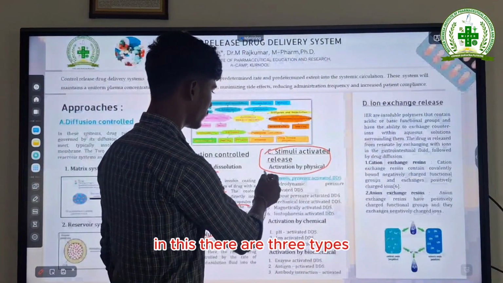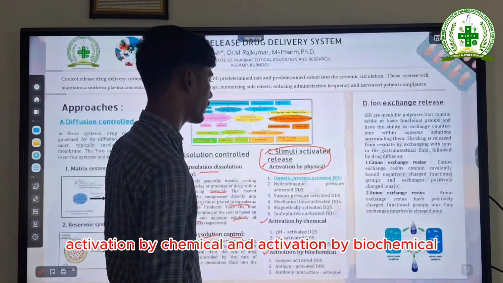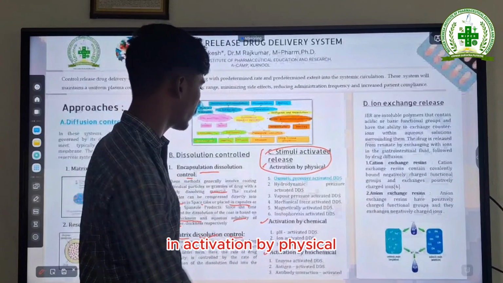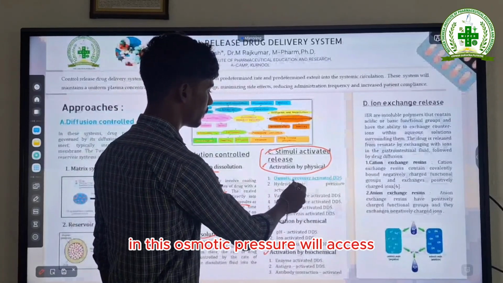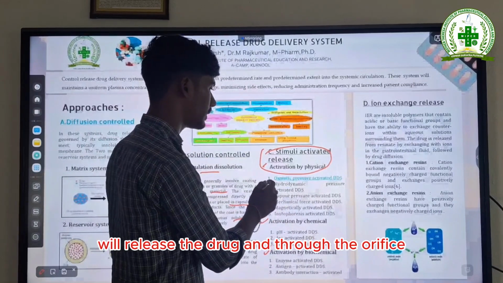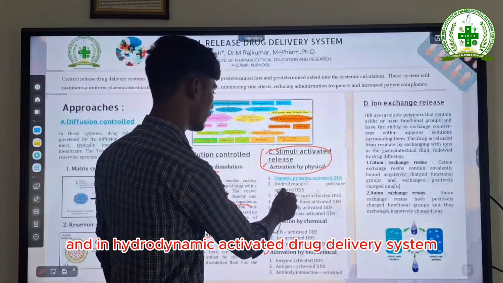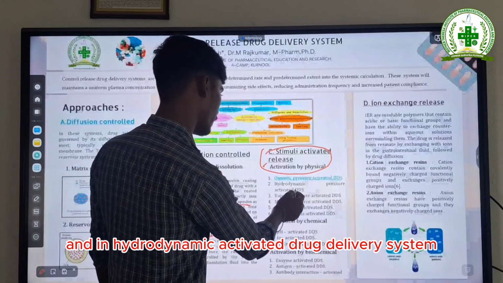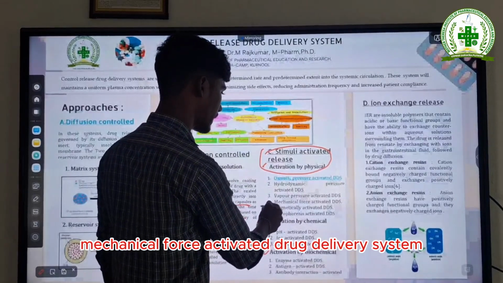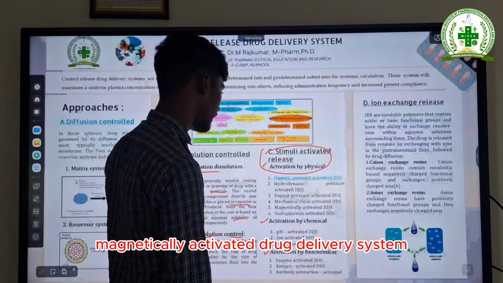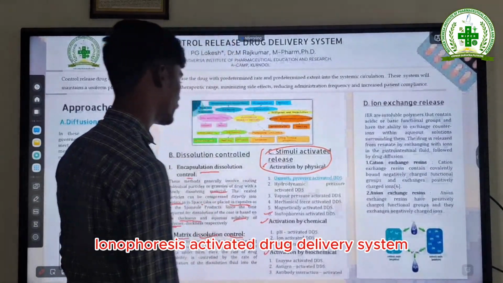Next, coming to stimuli activated release. In this there are three types: activation by physical, activation by chemical, and activation by biochemical. In activation by physical, there are subtypes, which are osmotic pressure activated drug delivery system, in which osmotic pressure will release the drug through the orifice, hydrodynamic activated drug delivery system, vapor pressure activated drug delivery system, mechanical force activated drug delivery system, magnetically activated drug delivery system, and iontophoresis activated drug delivery system.